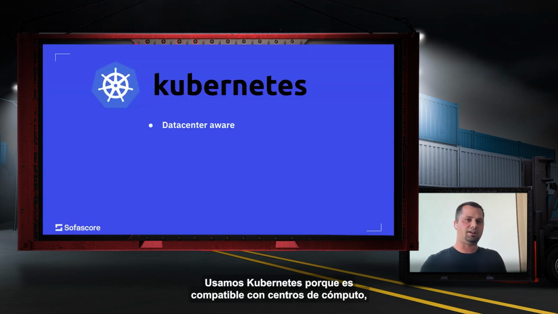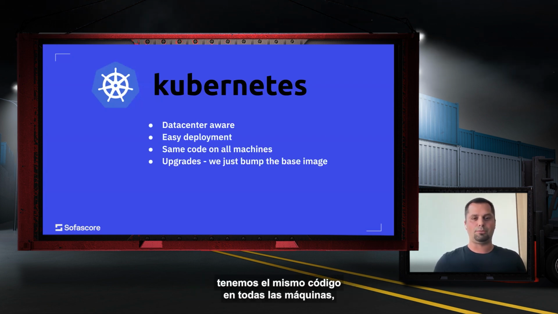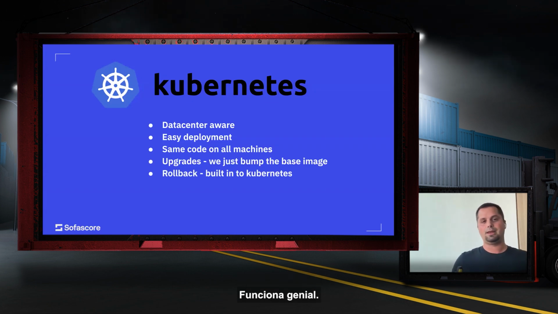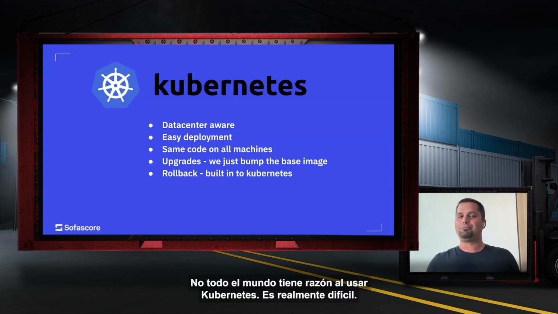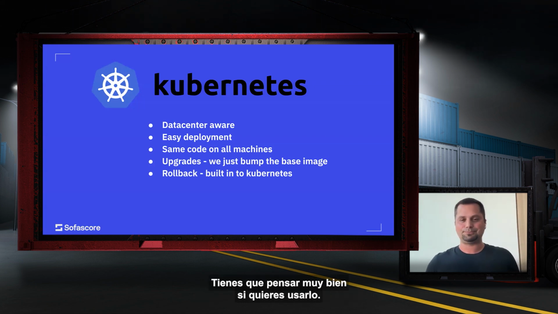So we use Kubernetes because it's data center aware. It's easy deployment. We have same code on all machines. We do easy upgrades. Rollback is built into Kubernetes. It works great, but if you don't have to use Kubernetes, you should really think about it. Not everybody is right to use Kubernetes. It's really hard. If you have your team and they want to use Kubernetes just because it's the new hype, you have to think really good if you want to use it.